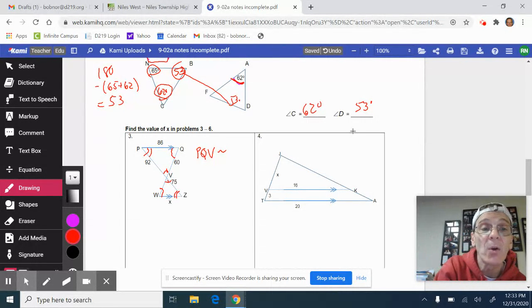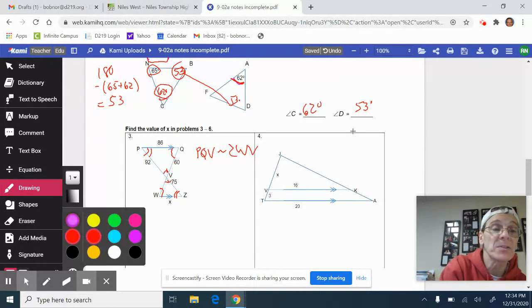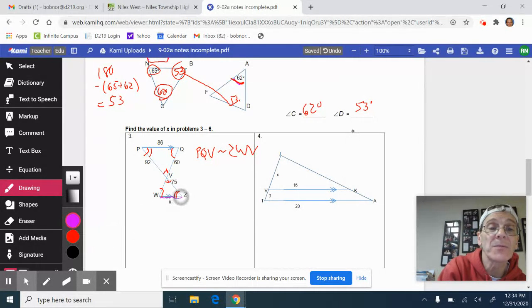Angle P corresponds to angle Z. Angle Q corresponds to angle W. And then finally, angle V corresponds to angle V. Okay, so now I know how the letters match up. Now I know how the sides match up. Trying to find the value of X. X comes from side WZ.